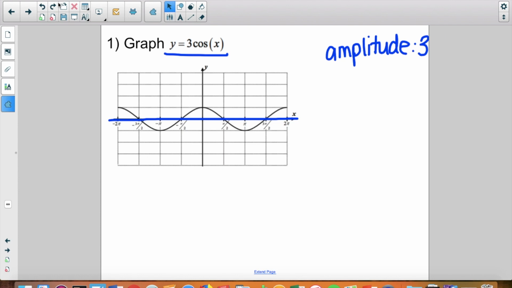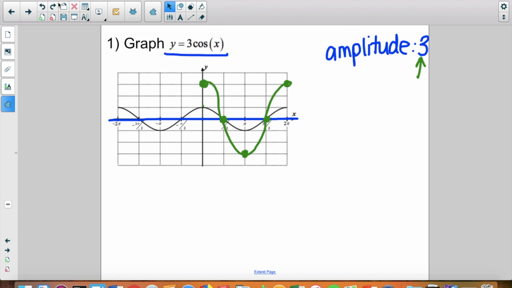Now we have to think about our pattern. So our pattern for cosine, it starts at 1, right? But instead of it being 1, we are going to go up 3 spaces. So we go up 1, 2, 3. And that is our first point. Then we go 0. Then we go down 1, 2, 3. Then 0. And then 3. So this would be the graph of cosine with an amplitude of 3.